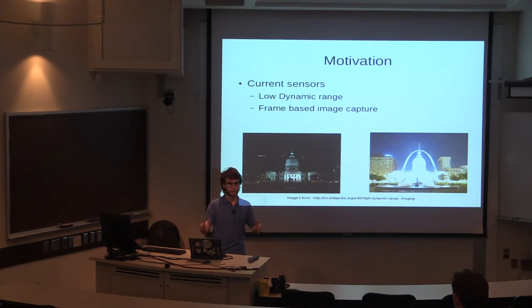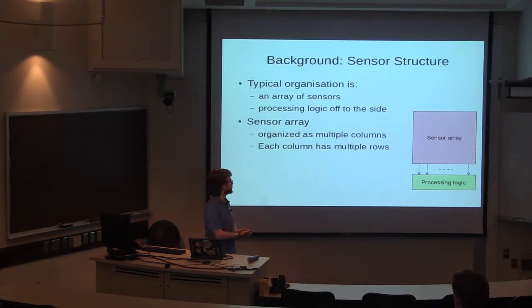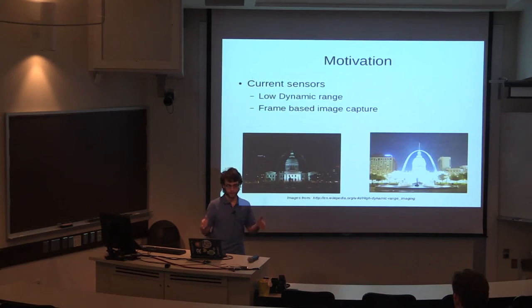A typical organization for an image sensor is going to have the sensor array, shown here in red, and some processing logic down at the bottom. The sensor array is going to be comprised of rows and columns that all have individual pixels in them, and they're going to have some shared logic that allows them to push that down, and then once that period is done, it stops collecting.